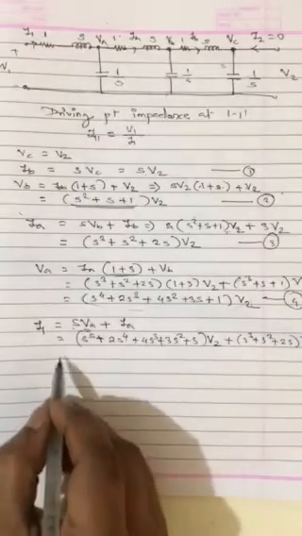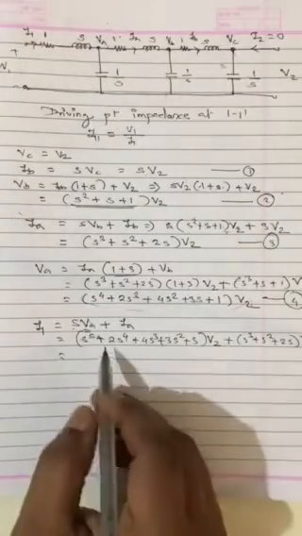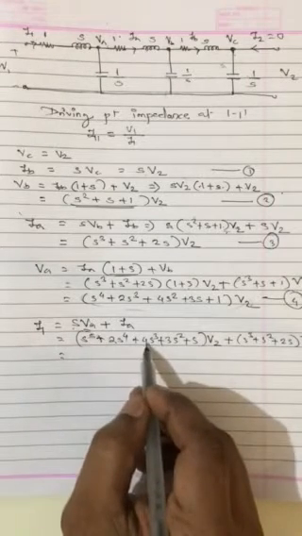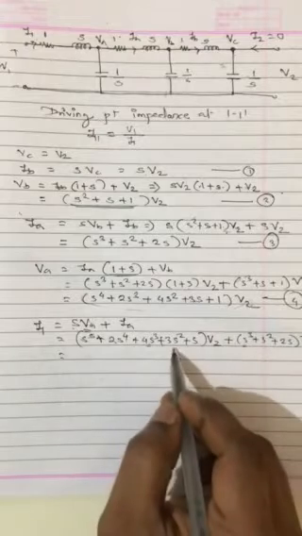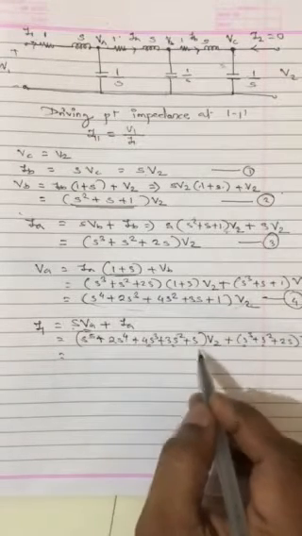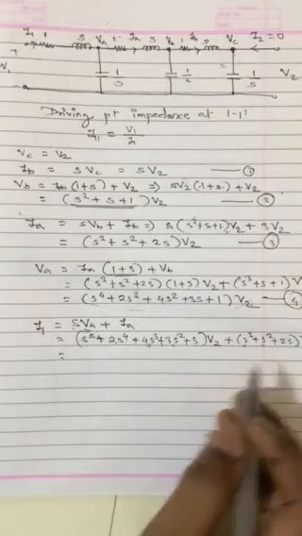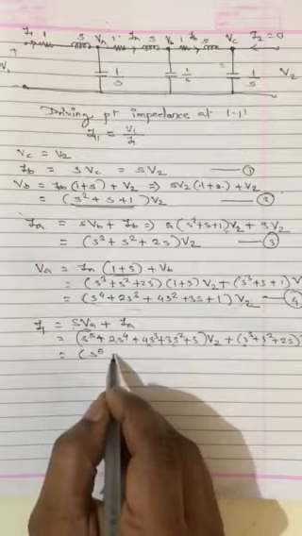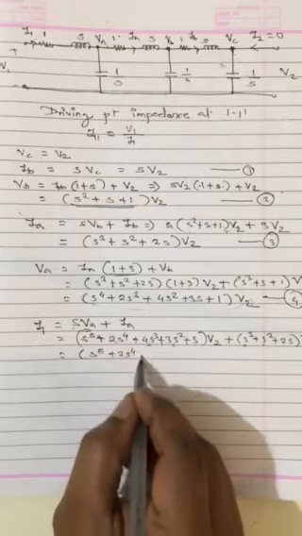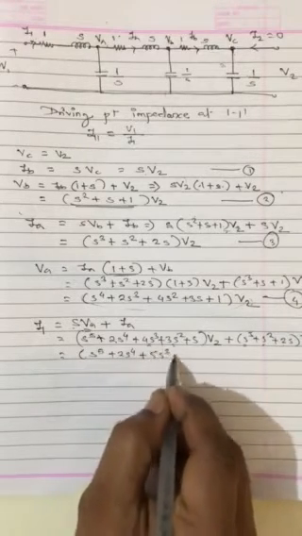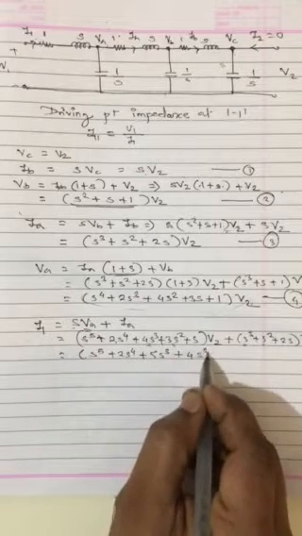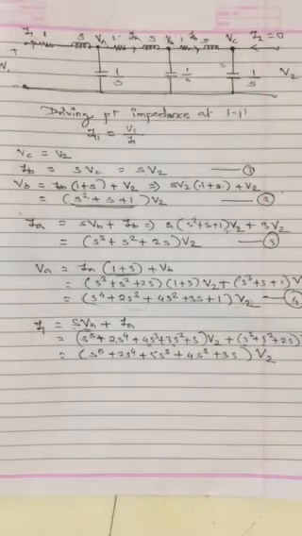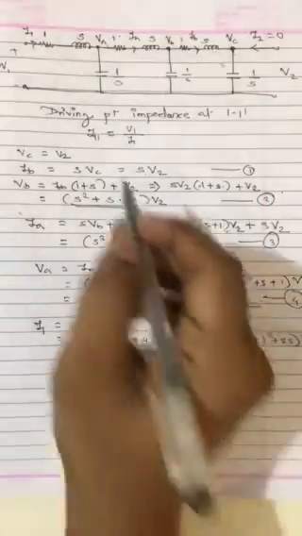Okay, now open the brackets and add. V2 is common, so s raised to 5, plus 2s raised to 4, plus 4s cube plus 1s cube gives 5s cube, 3s square plus 1s square gives 4s square, s plus 2s gives 3s. Okay, so your answer should be s raised to 5 plus 2s raised to 4 plus 5s cube plus 4s square plus 3s, into V2. This is I1. Okay, I1 we have found out.